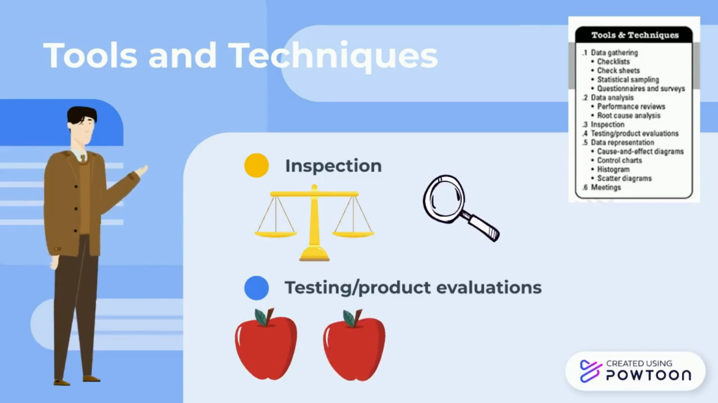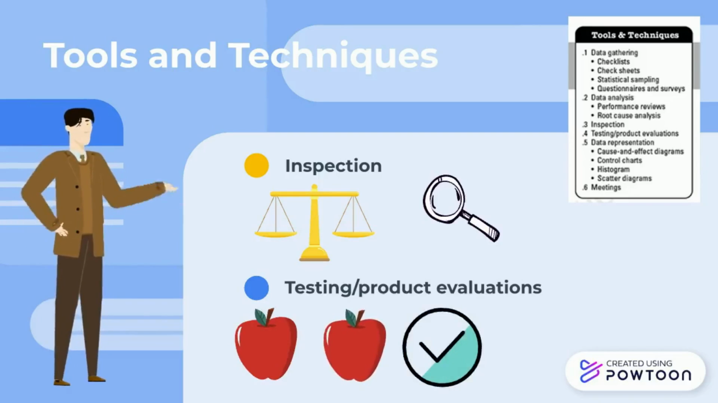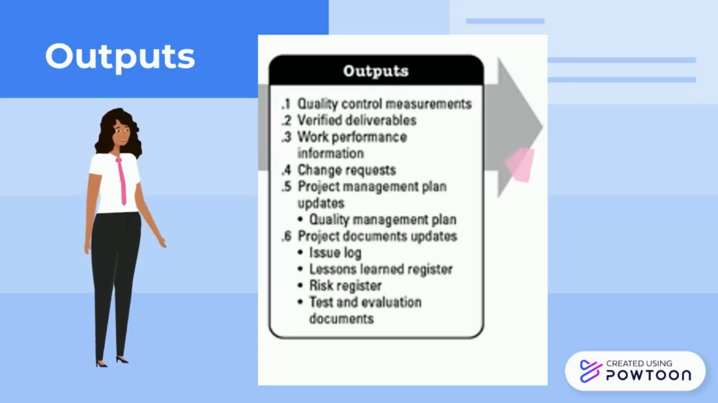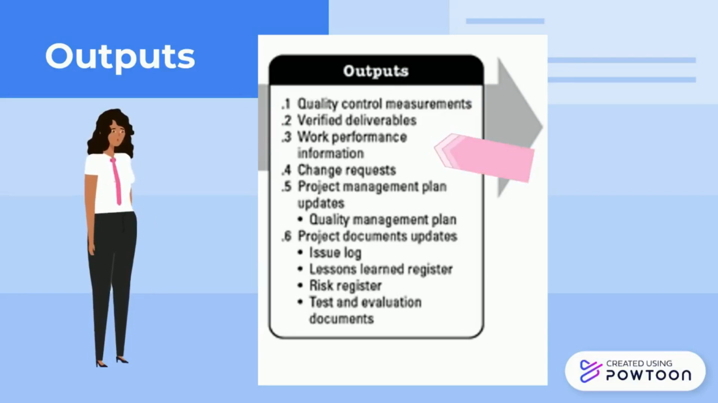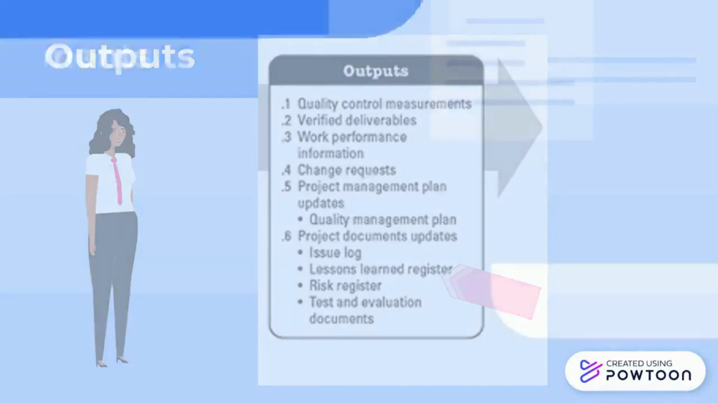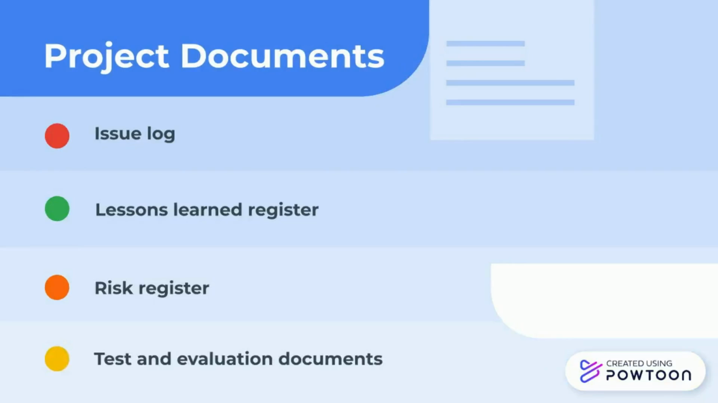This test can be done throughout the project on the different components and at the end of the project on the final deliverables. The outputs of the control quality process are quality control measurements, verified deliverables, work performance information, change requests, quality management plan updates, project document updates such as issue log, lessons learned register, risk register, and the test and evaluation documents.